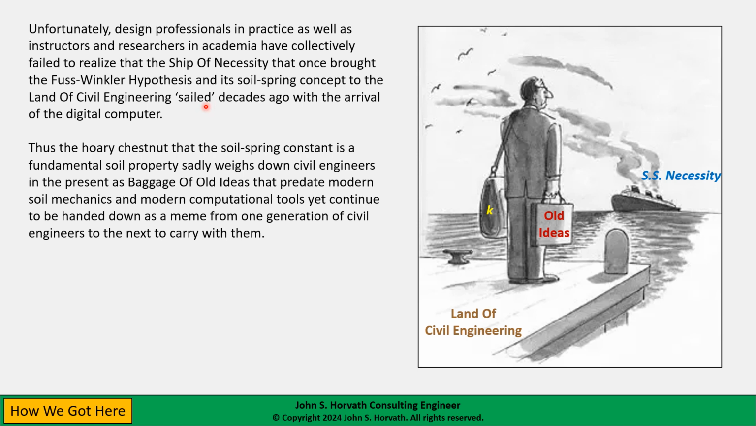We're using concepts that predate modern soil mechanics and modern computational tools, and we continue to hand down this meme that the K value is correlatable to fundamental soil properties from one generation of civil engineers to the next. And I say this as one who was involved in academia for over 30 years. We continue to see professors who teach their students that the K value is the way to go, and that it's a fundamental soil property. Well, it's no surprise that these students are going to go out into the real world, and they're going to use these ideas that should have been abandoned decades ago.